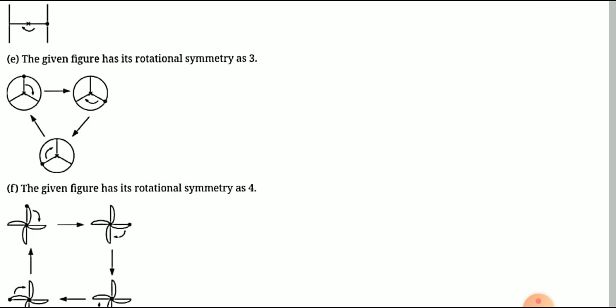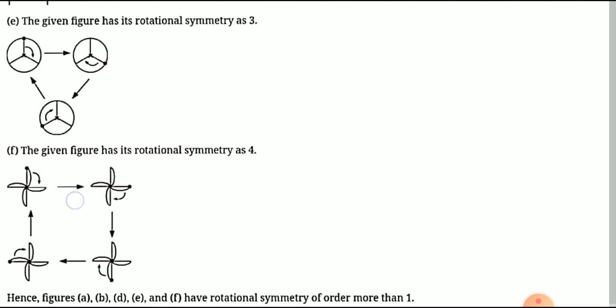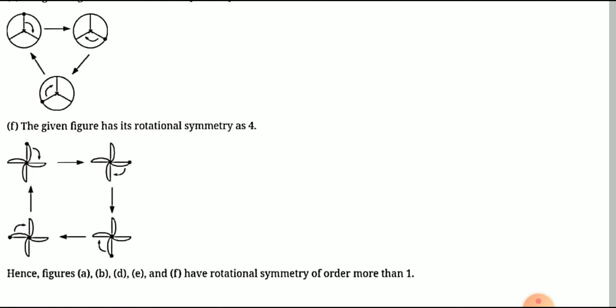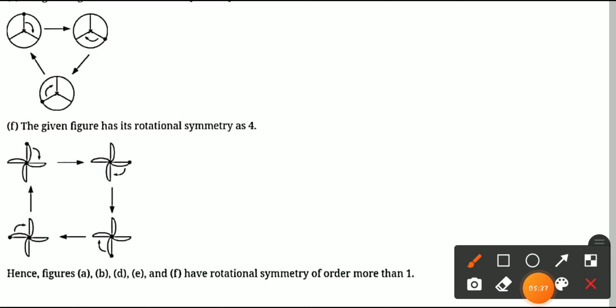Now the fourth part, it also has a symmetry of order 4. So after solving all the parts, what we conclude is that A, B, D, E and also F have rotational symmetry of order more than 1.